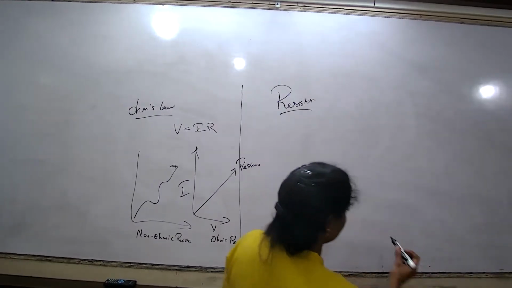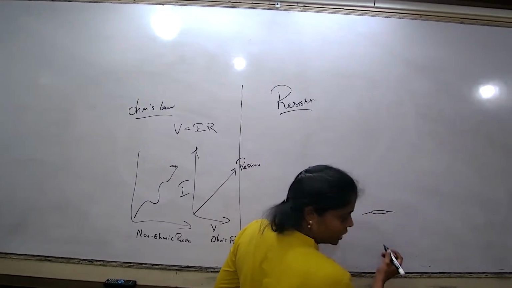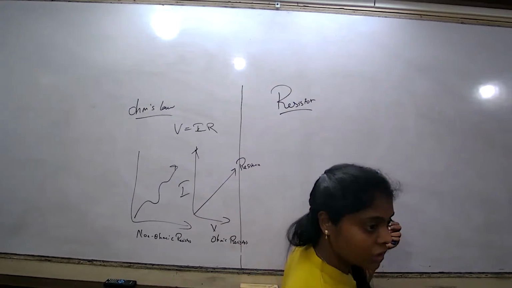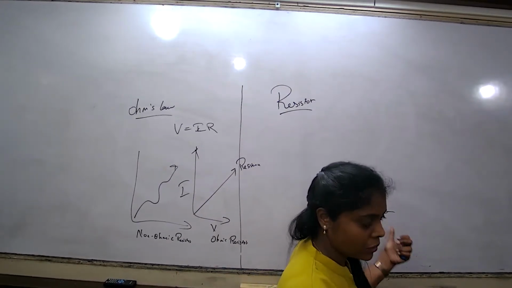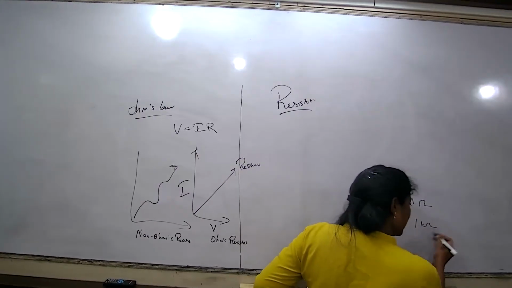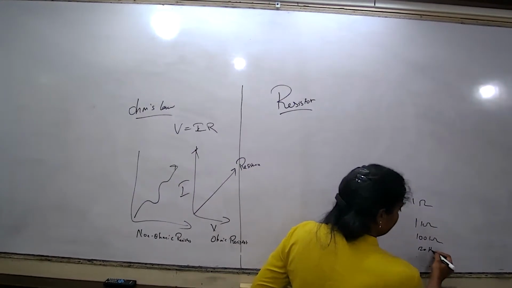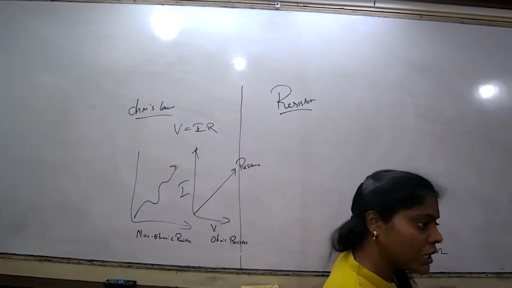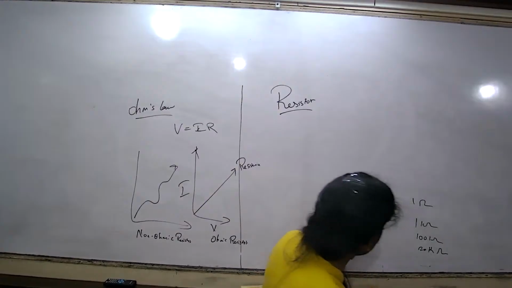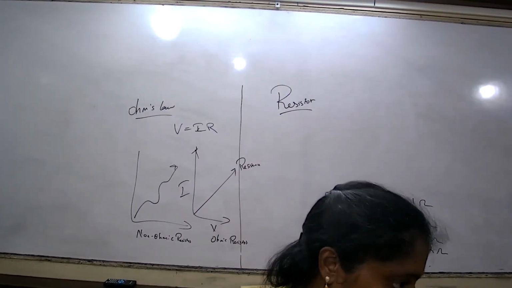How does it actually look? It looks like a very minute ceramic piece with two terminals. With the color coding of the bands, we can find out the value of the resistor. We can have values like 1 ohm, 1 kilo ohm, 100 kilo ohm, 200 kilo ohm. We have many values of resistors. By seeing the color coding, we can find the value of the resistor. A resistor is a component.